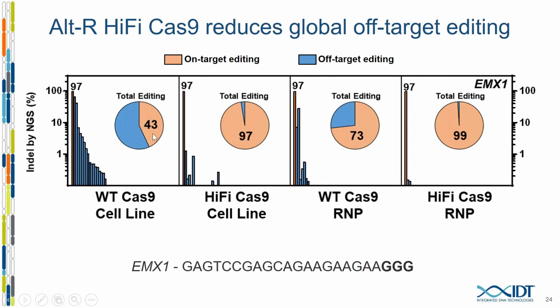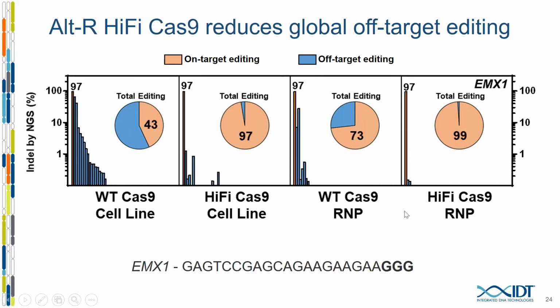So you can see for stable cell line delivery of wild-type Cas9, only 43% of the total editing occurs on target. And if we simply introduce the HiFi mutations, again, this is a system where we didn't develop the HiFi Cas9 for this. We developed it to work with RNP, but simply introducing those mutations brings 43% on target up to 97%. So quite an improvement there.